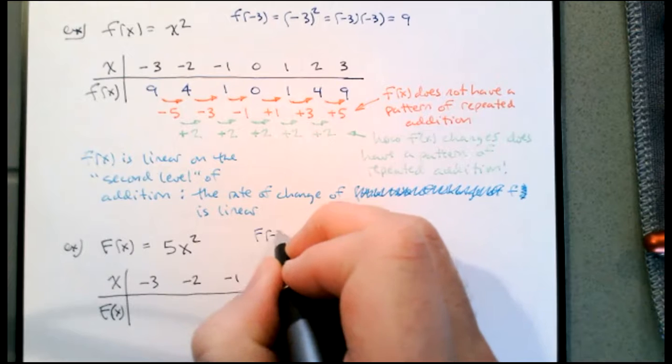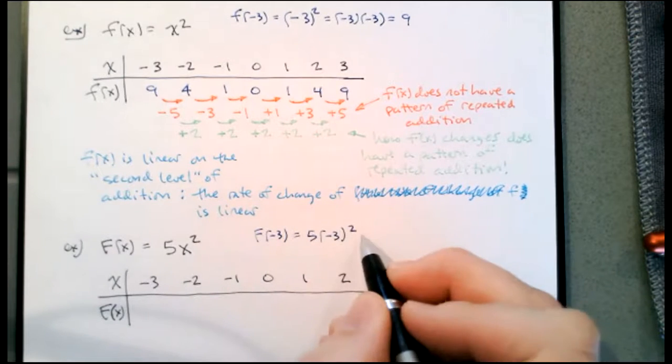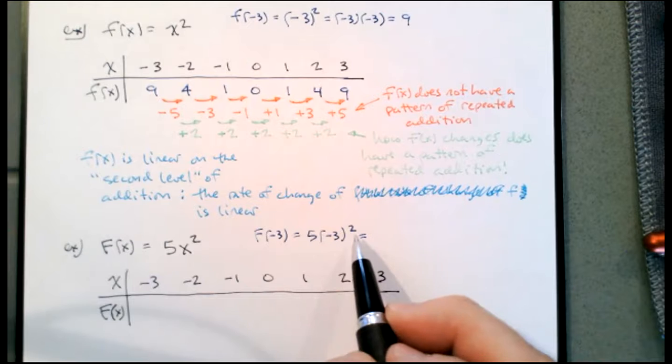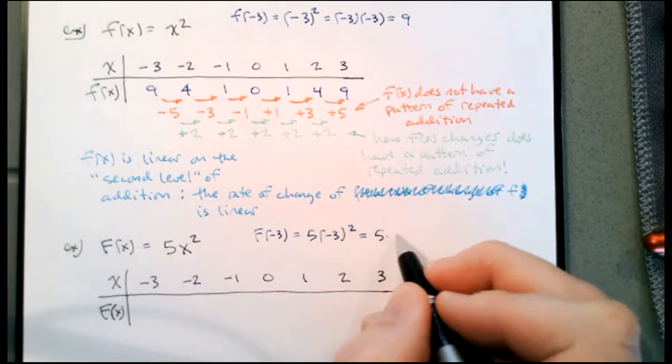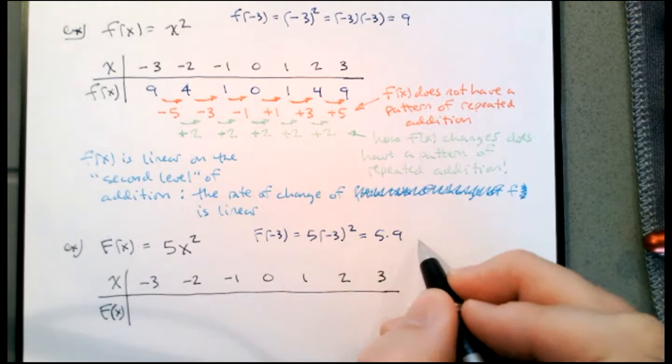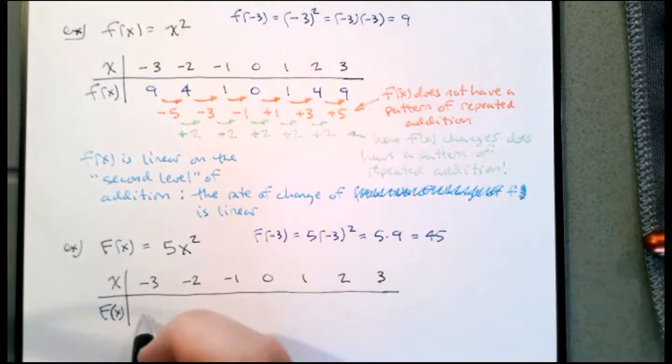So capital F of negative 3 will be 5 times negative 3 squared. Order of operations suggests that we take the negative 3 and square it first because exponents go before multiplication. So it's going to be 5 times negative 3 squared, which is positive 9. And 9 times 5 is 45. So F of negative 3 is 45.